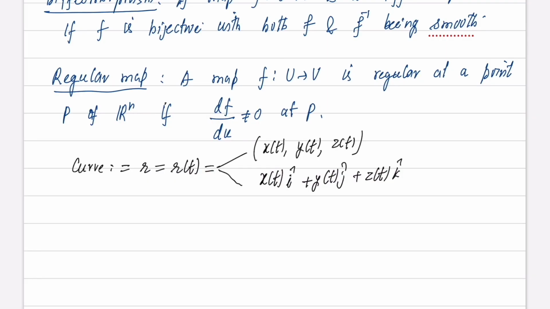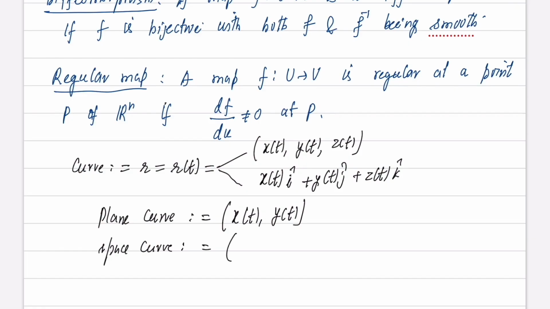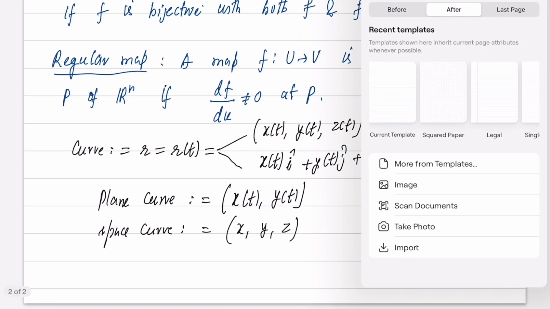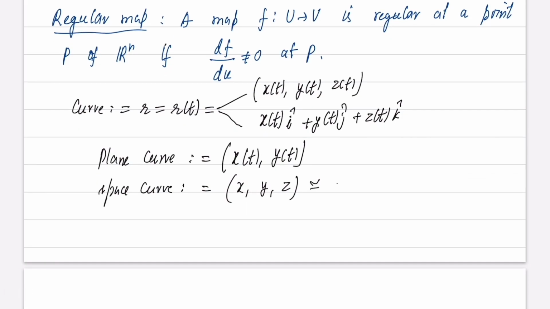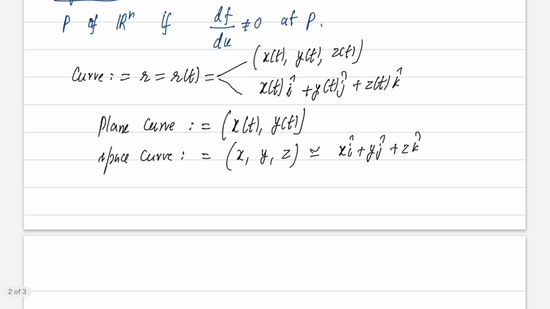Now here to mention that if we have a plane curve, it will be defined with only two coordinates, x of t, y of t. Then the z coordinate will not be there, and a space curve in general will have three coordinates, and this can be expressed as x, y, z, where each of x, y, z is a function of t. Or we can also express it in the form of xi plus yj plus zk. In fact, this is an equivalent form. So these will be some notations for representing a curve, and similarly we will represent a surface.